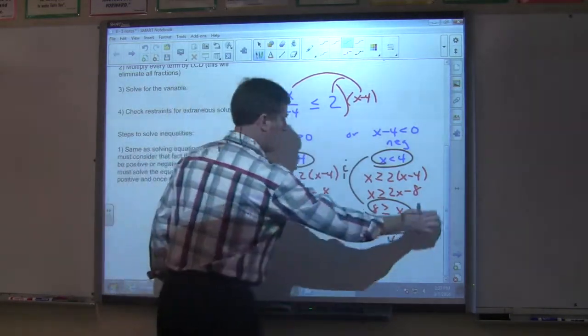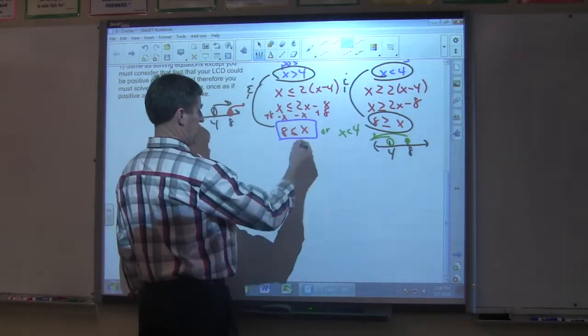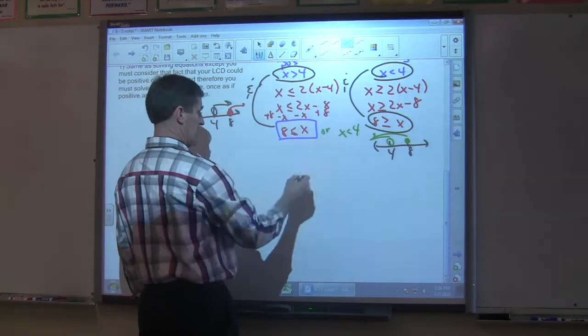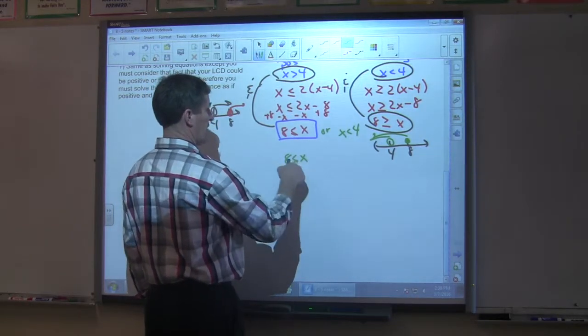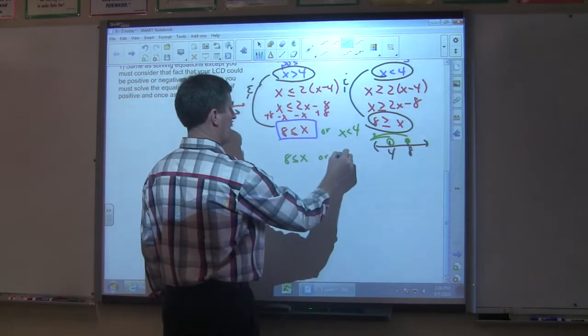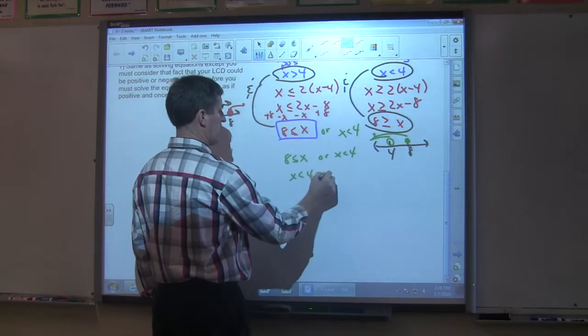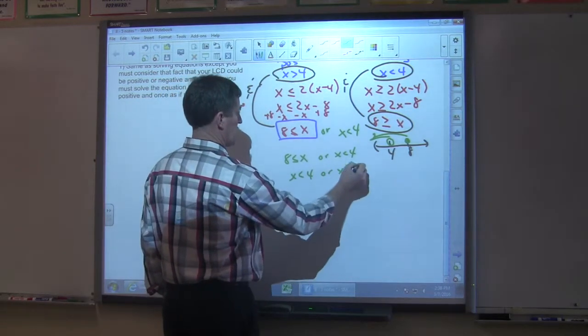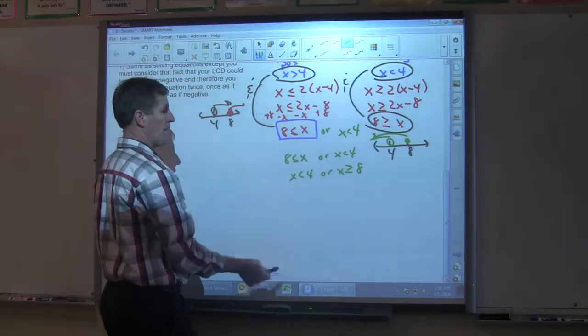So now I know for my final answer that x, and there's a couple ways you can just leave it like this: 8 is less than or equal to x, or x is less than 4. You can put the less than first, it doesn't really make any difference. Kind of switch that around so the x is on the left. It doesn't make any difference how you write that.